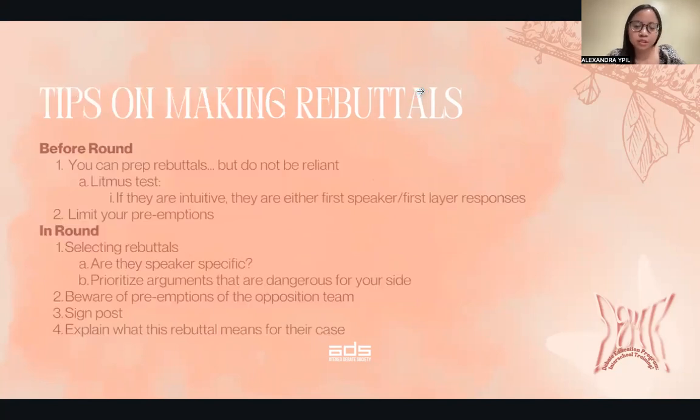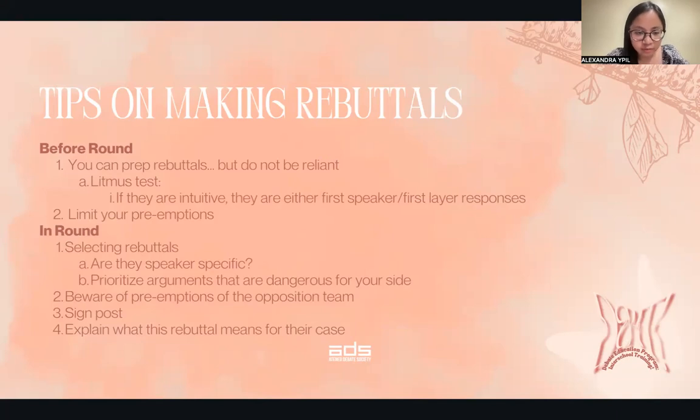This portion will be dedicated to tips on making good rebuttals. So I think before the round, like any other argument, you can prep rebuttals, but do not be too reliant on them. I think a good litmus test in prepping rebuttals is that if they are intuitive, chances are they are either first speaker or first layer responses. And the reason why you don't want to prep your rebuttals too much is because your rebuttals should be interactive. They should respond to an argument that is made by another team. If you're OG and you want to do preemptions, the same thing applies. You want to limit your preemptions because they only work if the opposing team runs the expected case. If they don't, it might be a bit risky for your side.